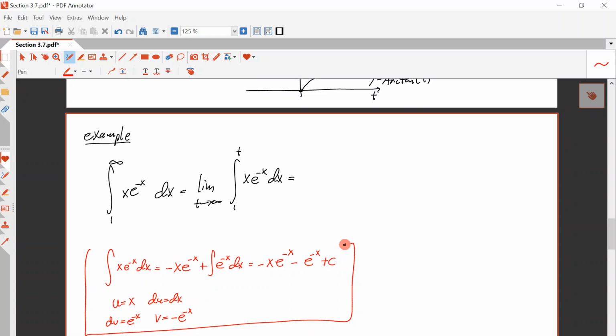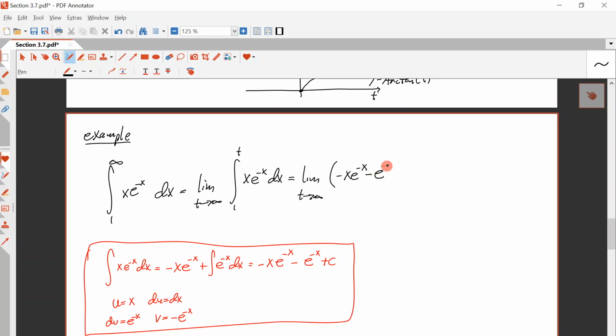So there's that antiderivative. So I'm just going to take that antiderivative and plug it into my calculation up here. So this is the limit as t goes to infinity of minus x e to the minus x minus e to the minus x, evaluated from x equals 1 to x equals t. So we're still working on that integral. We haven't done anything with the limit yet. So the limit symbol just keeps following us around for now.